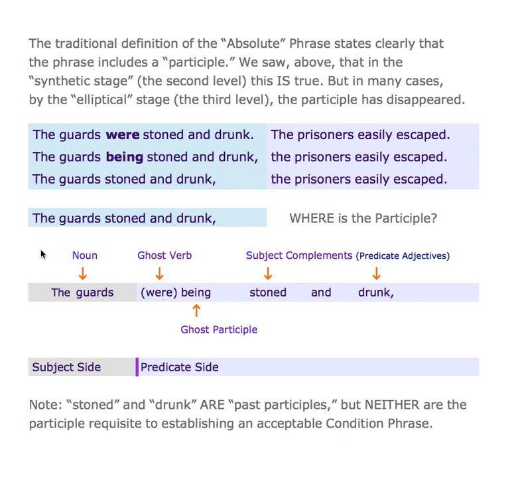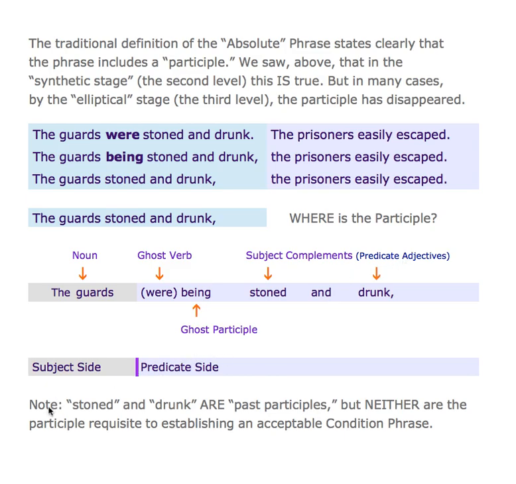So we look at the condition phrase in such a way that we imagine a subject side and a predicate side. On the subject side, you have your guards. On the predicate side, you don't see or hear the verb were or the participle being, but you know it's in there. In your mind, you know it's in there. You could call it a ghost verb and a ghost participle. You don't see it or hear it, but it's in there somewhere. And then you still have these words, stoned and drunk. Well, they're subject complements, or you could call them predicate adjectives.